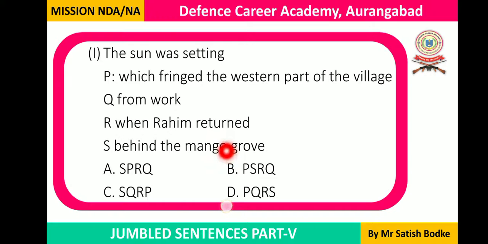Getting the point? So obviously our sequence should start with S, then P should follow, and all this happened when Rahim returned from work. Then the correct sequence appears to be SPRQ, and SPRQ is option A. Option A has this sequence, so our answer is option A. SPRQ is the correct sequence in this question. So we have solved this question. Now let's go to the next question.